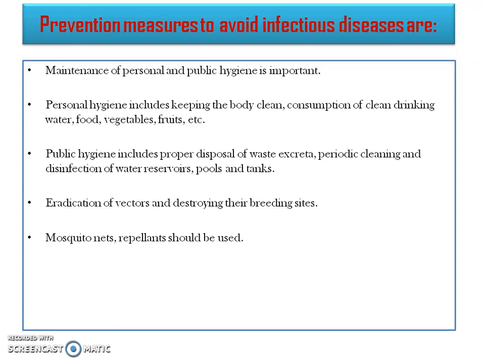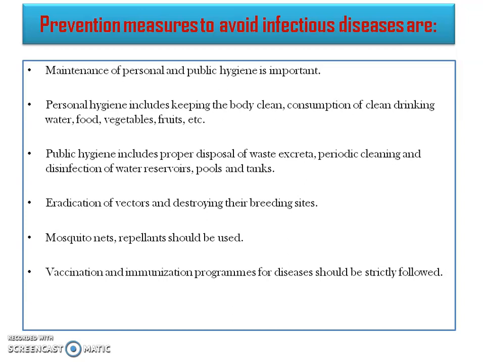Also, mosquito nets, repellents, etc. should be used. Next, we should undergo vaccination and proper immunization programs in order to avoid different types of diseases. And also the proper use of antibiotics and several other drugs should be undertaken in order to significantly keep infectious diseases away. So all in all, we should undertake proper measures in order to prevent and control the different types of infectious diseases.